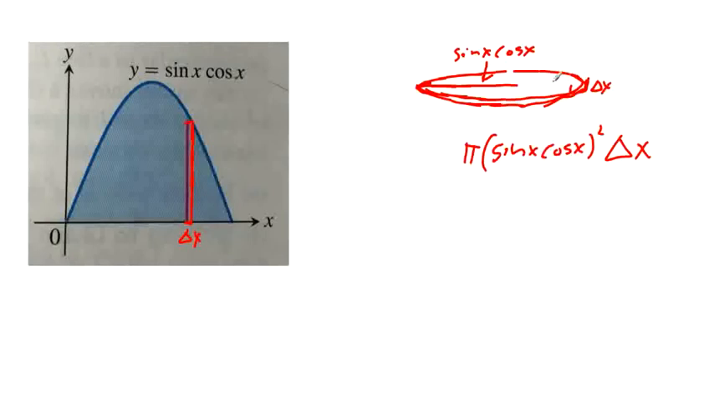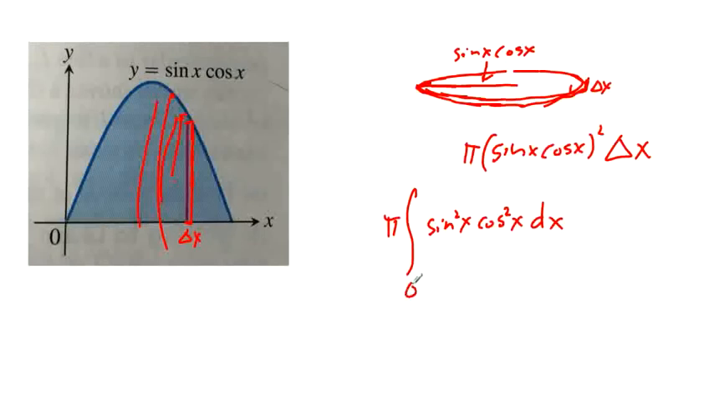So if I add up every single one of these discs, because there's going to be infinitely many of these, I'm going to have the integral. Pi can go on the outside, and we get sine squared of x, cosine squared of x, and then delta x becomes dx once you get infinitely small. And we're going to go from 0 to wherever it hits the x-axis again.